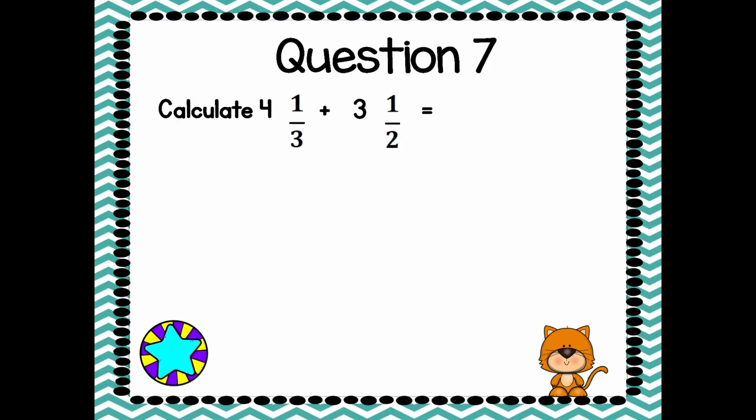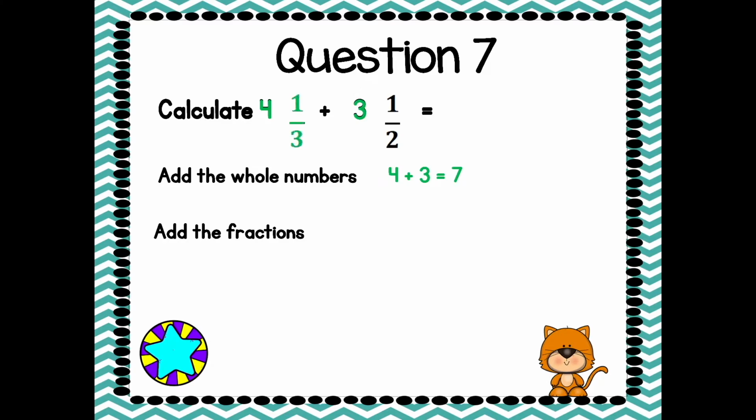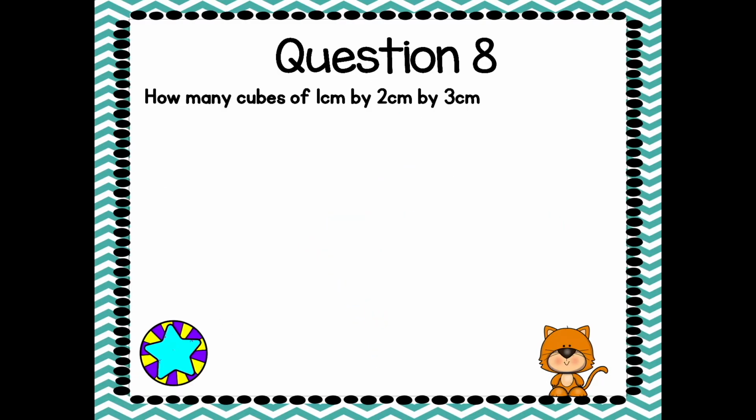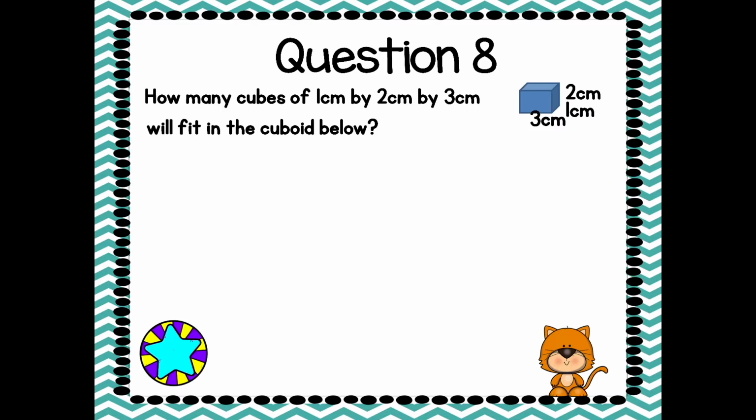Question 7, 4 and 1/3 added to 3 and 1/2. For addition of mixed numbers we can add the whole numbers, then we can add the fractions. To add the fractions we can use the butterfly method. Multiply the numbers along the butterfly wings, so the denominator by the numerator for each of the wings, then add them together. 1 times 2 and 1 times 3, then add them together to be the top number. To find the bottom of the fraction we multiply the denominators together. Our answer is 5/6. We add the whole number and the fraction together to reach our answer of 7 and 5/6.